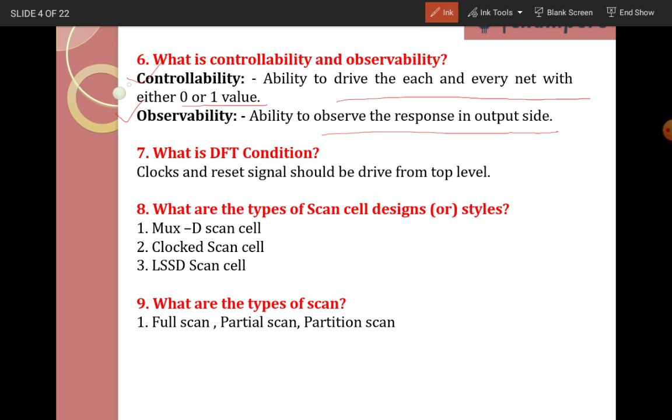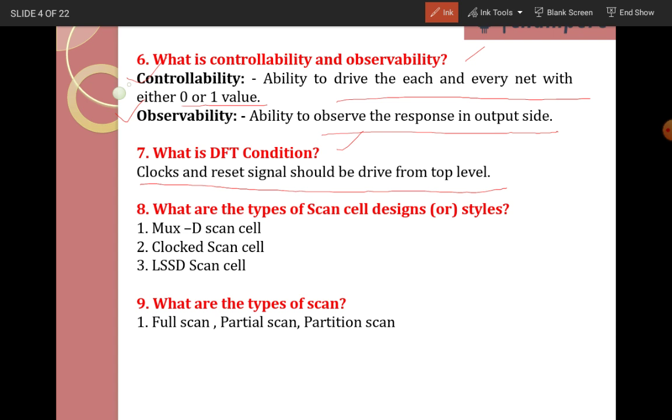It's an important one. Okay. So next one, what is the DFT condition? Then the people will ask, so you are a DFT engineer, what are the conditions? What is the DFT condition? Clock and reset signals should be driven from the top level. So to gain controllability and observability, we are driving the clock and reset signals from the top level. So this is one condition.